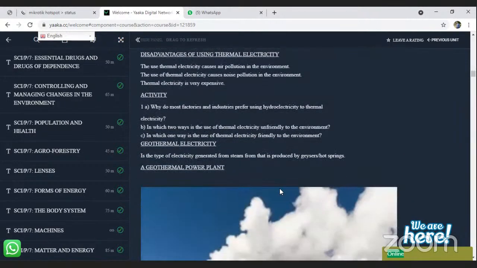So most of these things you need to know. They will always ask you, why do most factories and industries prefer using hydro to thermal electricity? These are the questions that they can ask you, and I need us to find the answers to them. What will you say? Because it controls the pollution. There is less pollution.